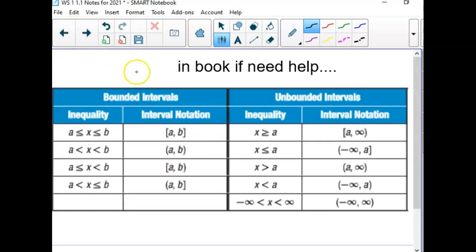So when we move, oh, it says it's in the book, but you don't have the book. If you need more help with interval notation, I'll find a way to get it to you if somebody really needed a picture of this, or it'll be posted in Google Classroom, okay?